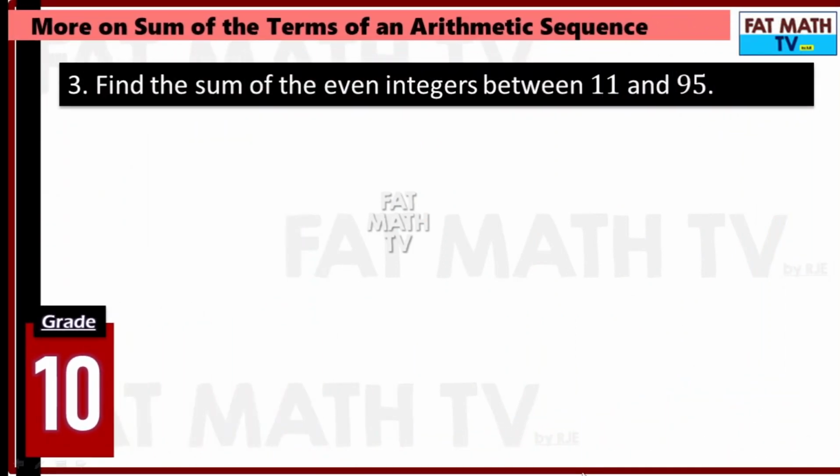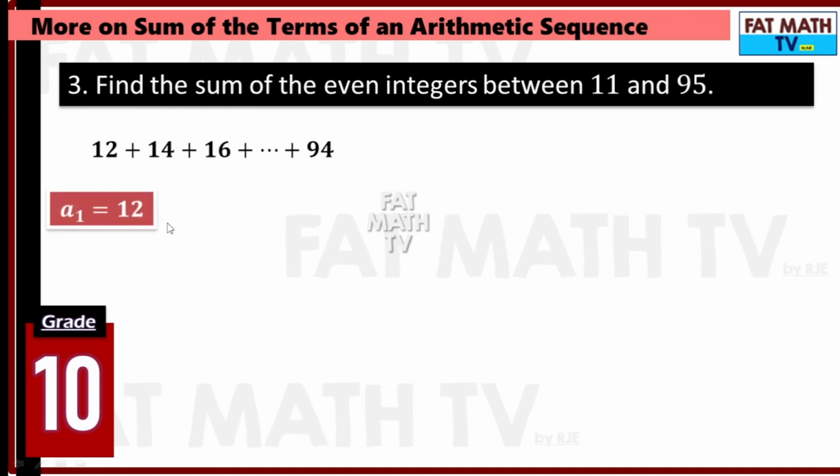Number 3. Find the sum of the even integers between 11 and 95. So it's only the even integers. So the first even integer between 11 and 95 is 12. What's the next even integer? 14, and then 16, and so on up to the last term, which is 94, since they are even integers. So what is the sum of this? 12 plus 14 plus 16 plus and so on up to 94.